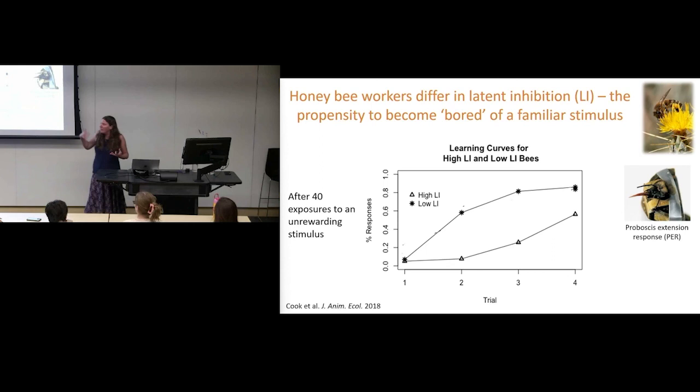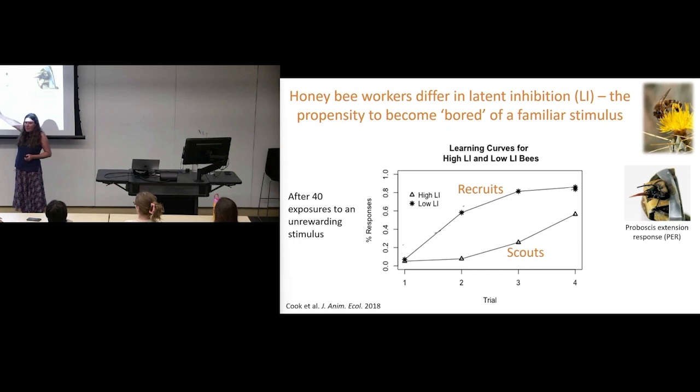And so in bees, we have different types of foragers. Some are scouts and some are recruits. And so we went out to the field, we collected individuals that are considered scouts, we collected individuals that are considered recruits. We put them through this assay, and it turns out that most of the scouts were indeed these low latent inhibition, and the recruits were these high latent inhibition. So we're really happy we can connect this learning behavior that's assayed in the lab with something ecological, with a behavior that we see in the field.